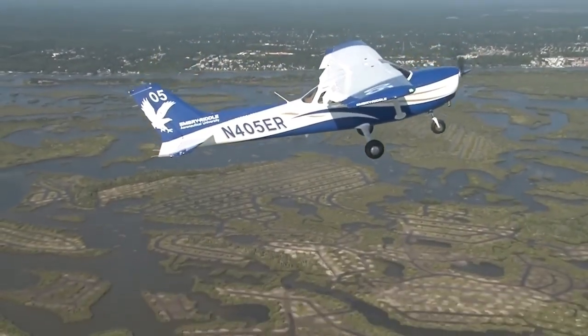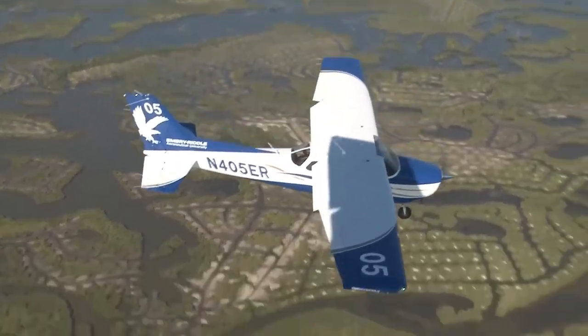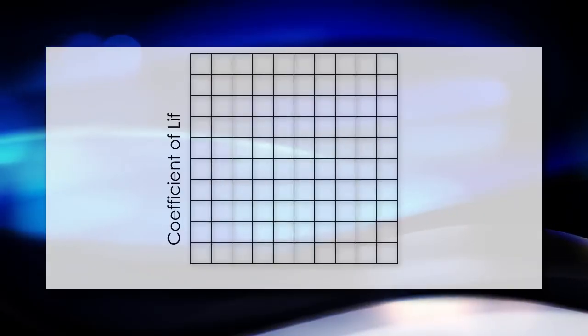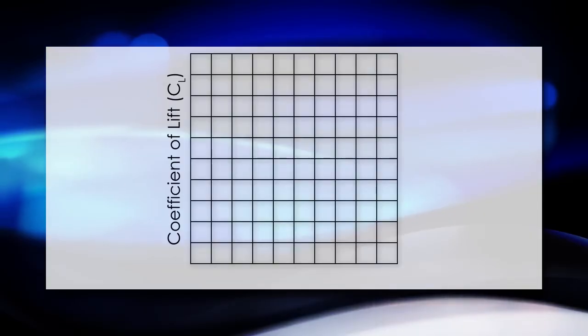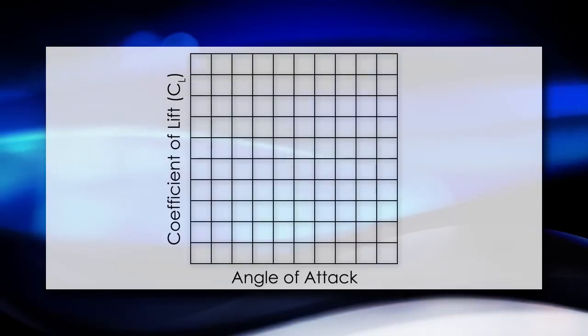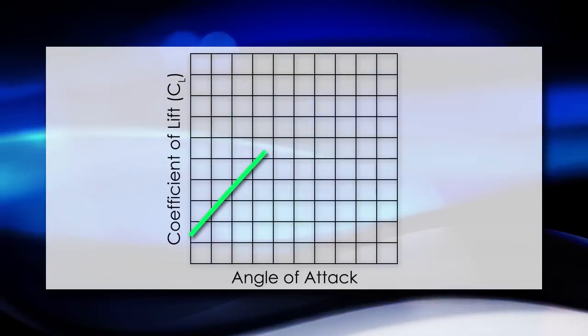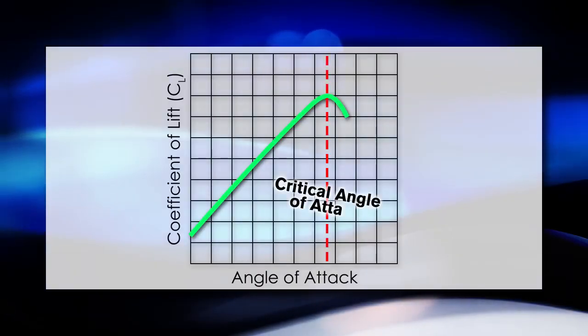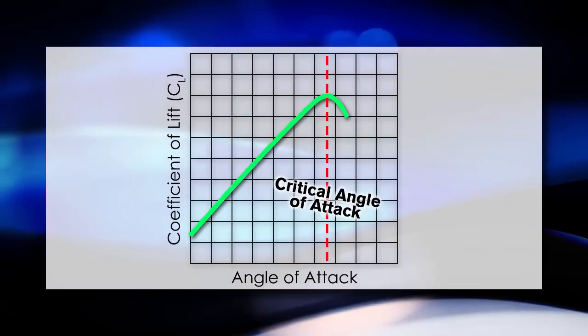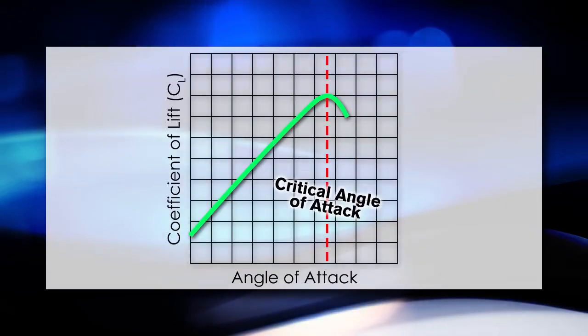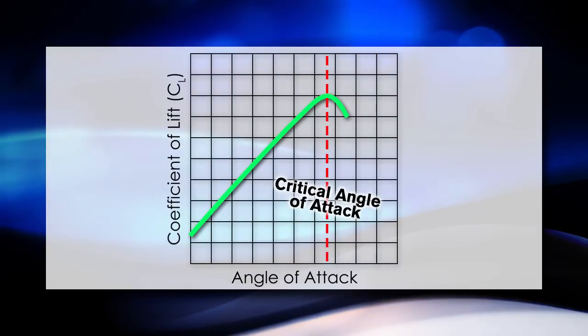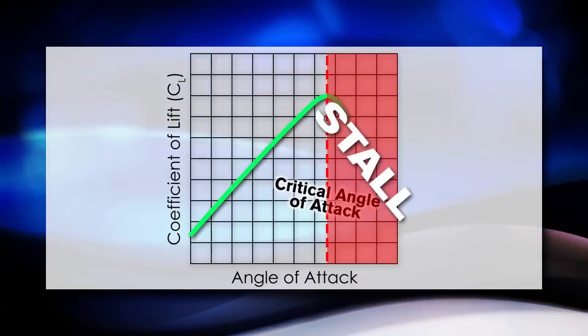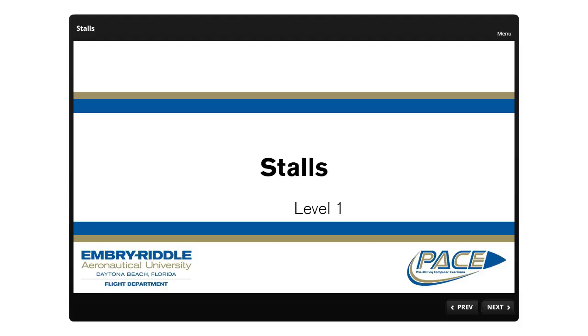However, there's a limit to this angle. Let's look at this using a chart. The chart is plotting the coefficient of lift of a particular wing as its angle of attack increases. Lift will continue to increase until a certain angle of attack, called the critical angle of attack. After this point, the wings will still create lift, but the amount of lift created is decreased. This is called a stall. More information on stalls will be covered in a future lesson.